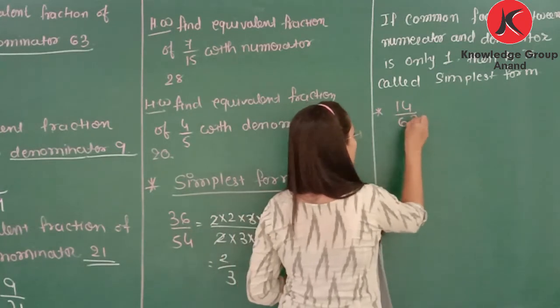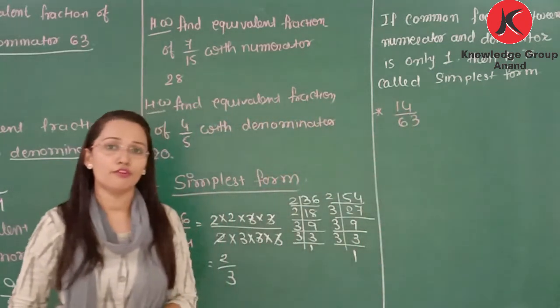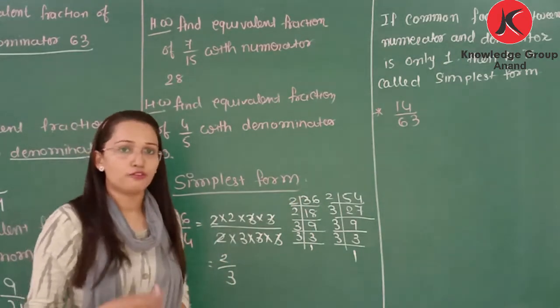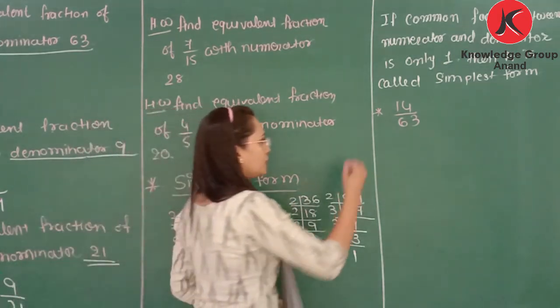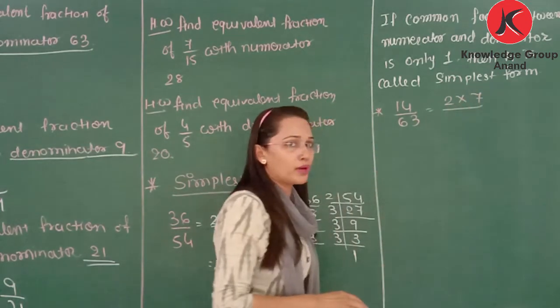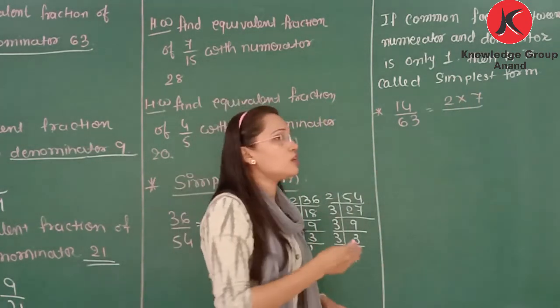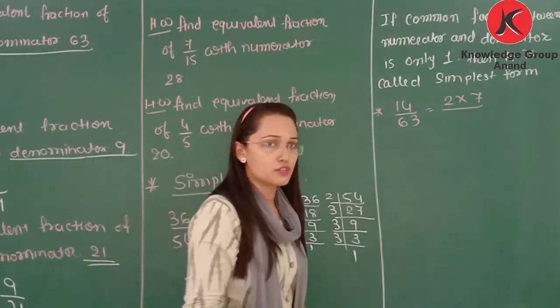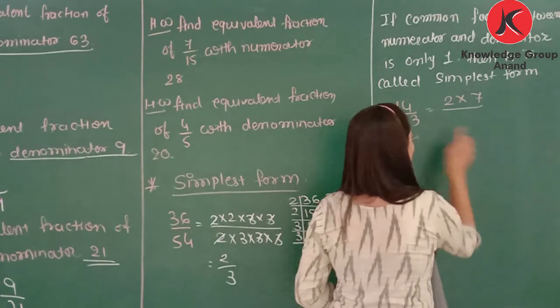14 by 16. Now here, how can we find the common factor? It is easy to find the factor of 14 and 63, so let's find 2 7. Now here you need to remember, you need to find all factors of 40. Then it is possible to find the simplest form. Now factor of 63.